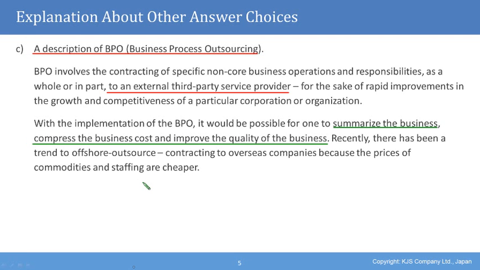So, for this question, the correct answer was option D.